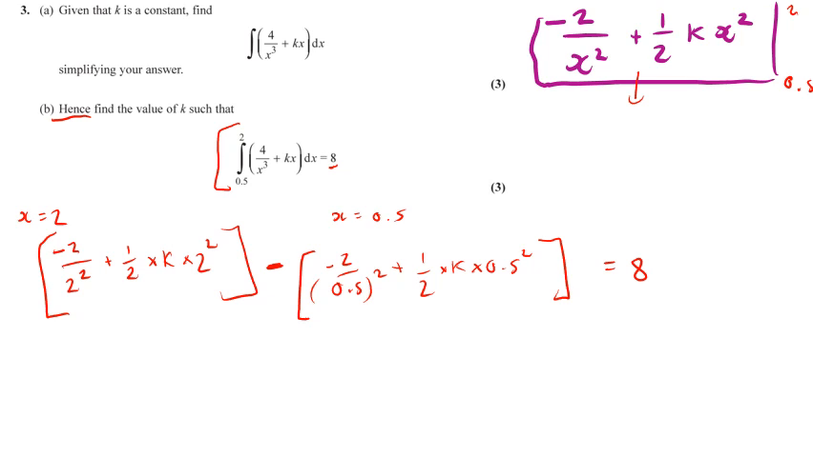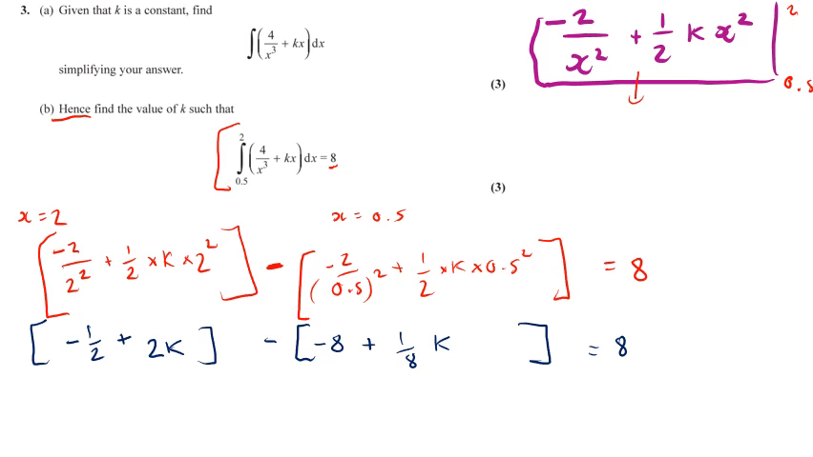So if you've got to something that looks like this, that's fantastic. And now we just need to be really careful with all of our simplifying. So simplifying our first expression here gives minus 1/2 plus 2k, like that. And then when I simplify my second bracket, I am going to get minus 8 plus 1/8 k. And so then this is still equal to 8.